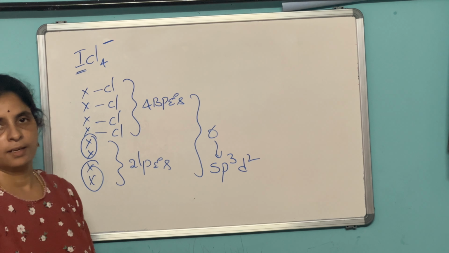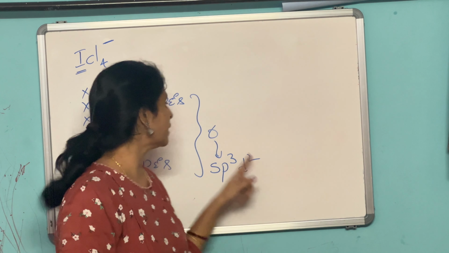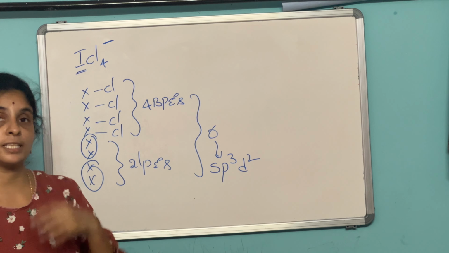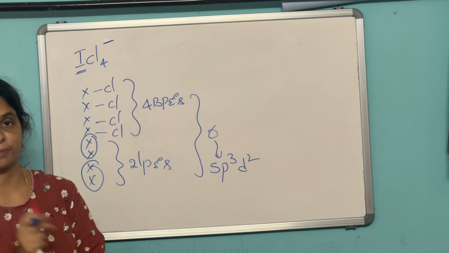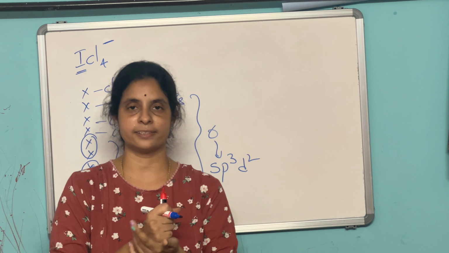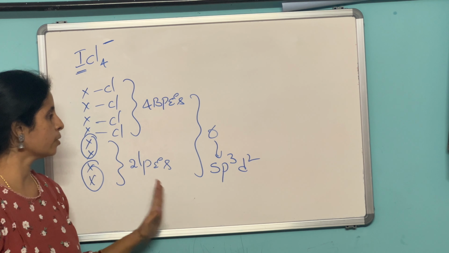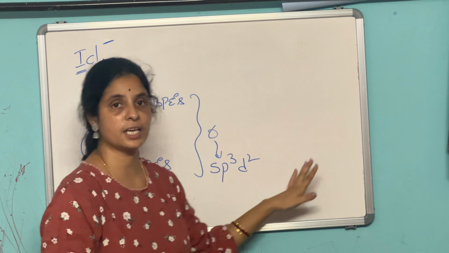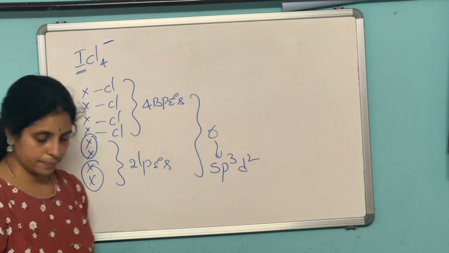Clear? sp3d2 hybridization means what is the geometry? 6 means here, the geometry is octahedral or square bipyramidal. Geometry is different from shape. In the next video I will discuss the geometries and shapes clearly. Here in this video you mainly concentrate on how to find out bond pair of electrons, lone pair of electrons, and what is the geometry and what is the hybridization. Okay. And next example.